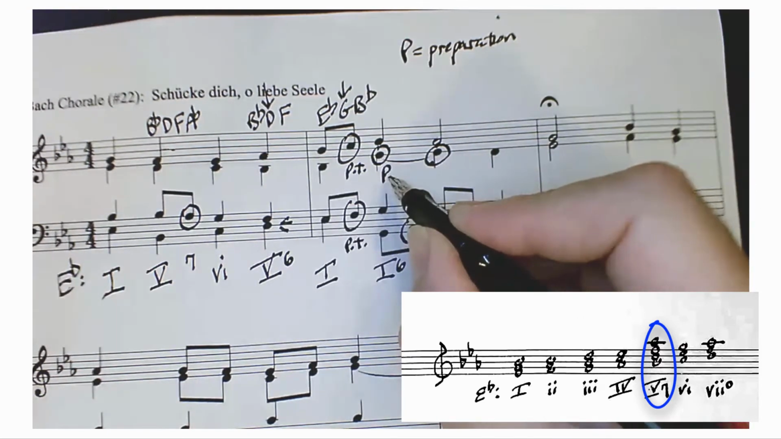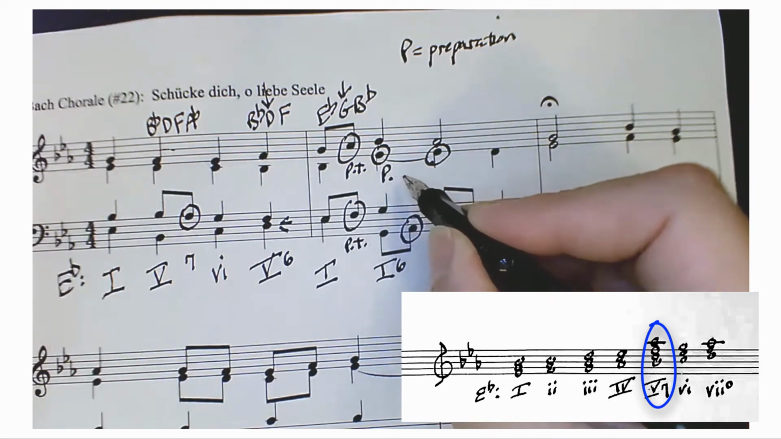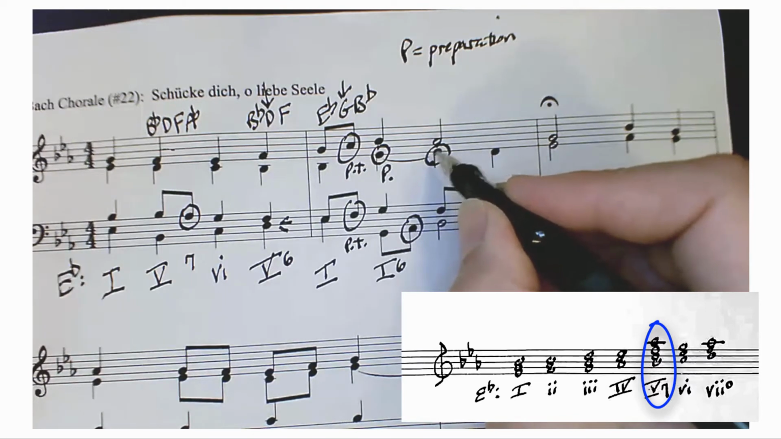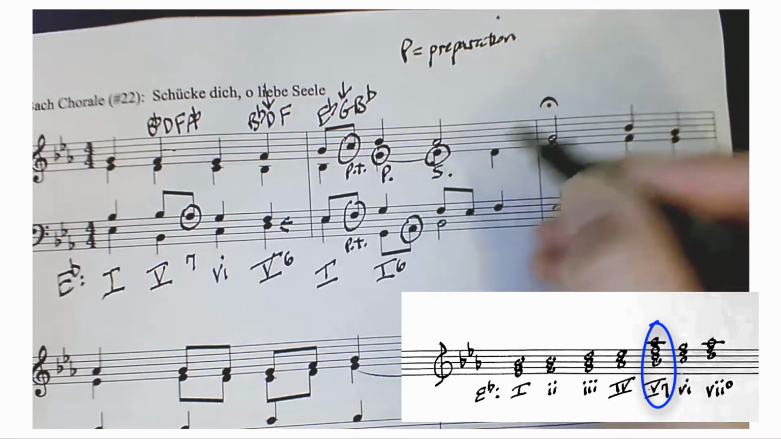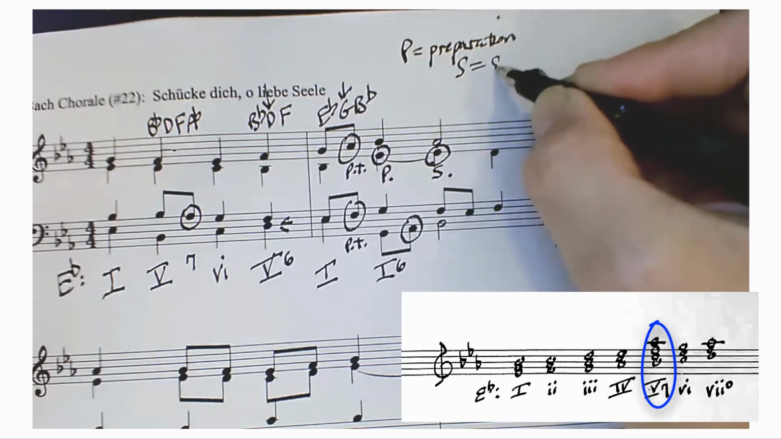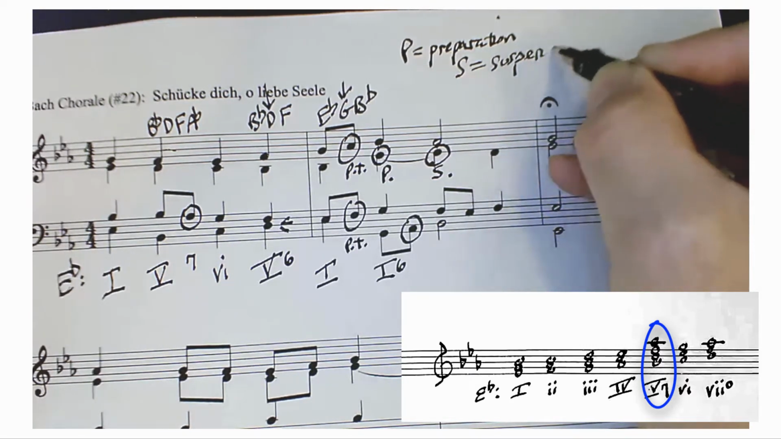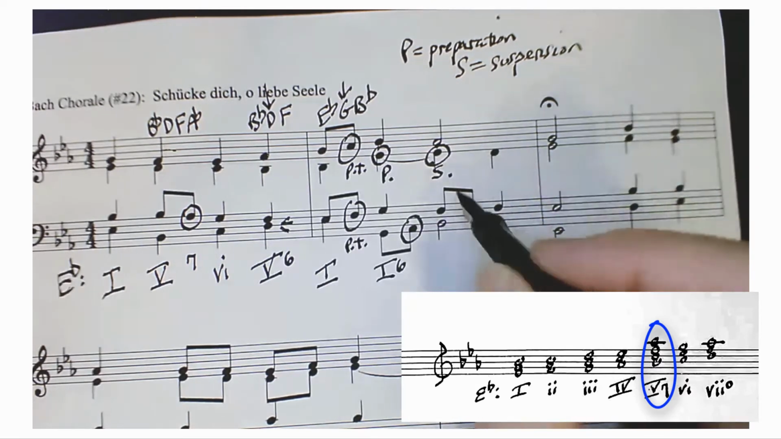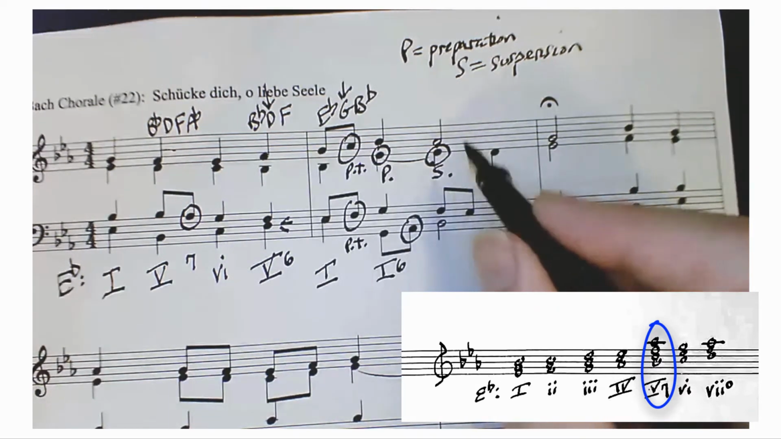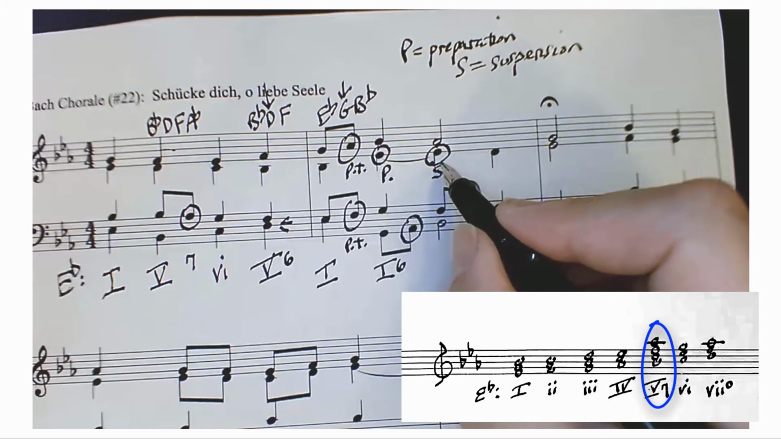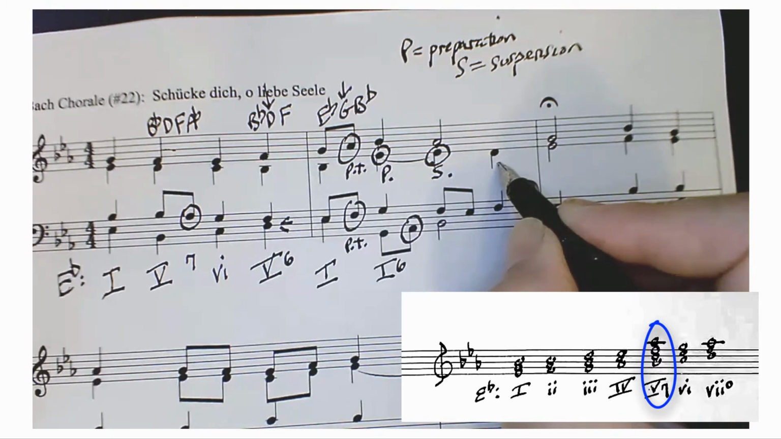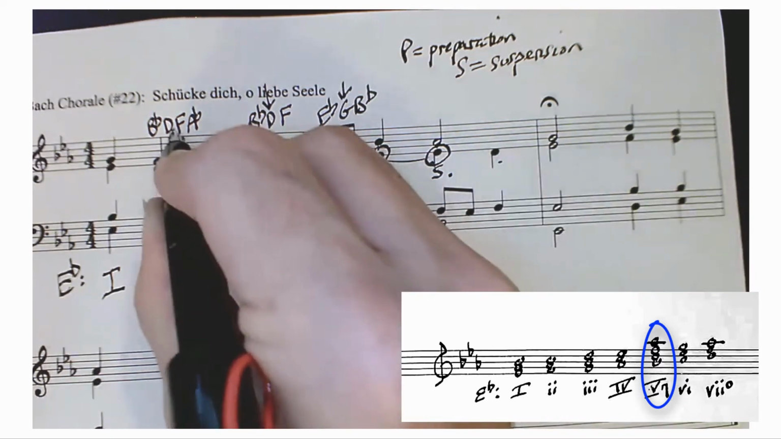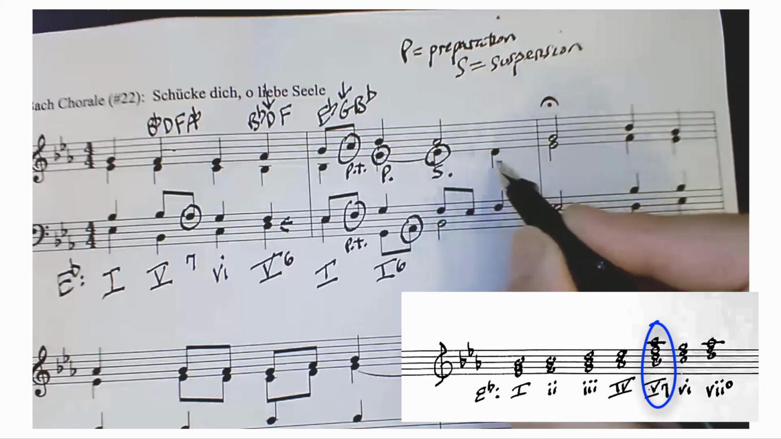And what do you call it when a preparation holds into the next chord and becomes a non-chord tone? We call that a suspension. So S equals suspension. And we know what a suspension is supposed to do. It can't just stay there. A suspension needs to resolve. And the way a suspension resolves is stepwise down. And look, that's exactly what Bach does. That's the D we were looking for in the chord. He just delayed its entrance.